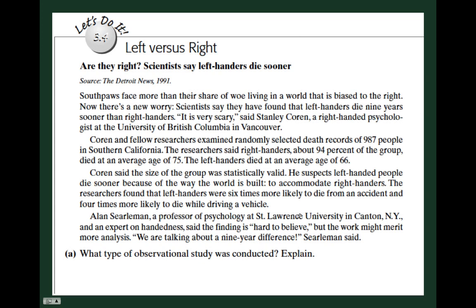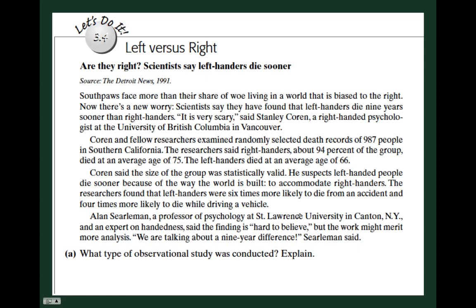All right, let's do it. Southpaws face more than their share of woe living in a world that is biased to the right. Now there's a new story. Scientists say that they have found that left-handers die 9 years sooner than right-handers. It's very scary, said Stanley Coren, a right-handed psychologist at the University of British Columbia in Vancouver.